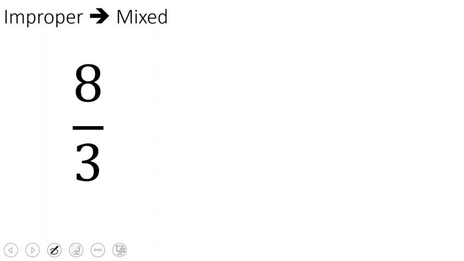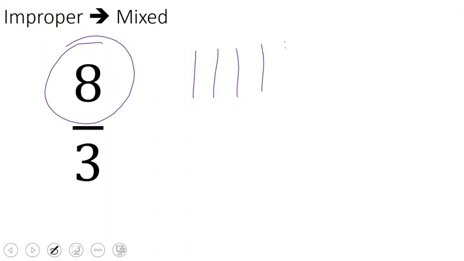All done? Let's see if you got it. I'm going to use the shortcut picture version for this one. I'm going to say we have 8 pieces, so I'm going to draw myself 8 pieces. 4, 5, 6, 7, 8.